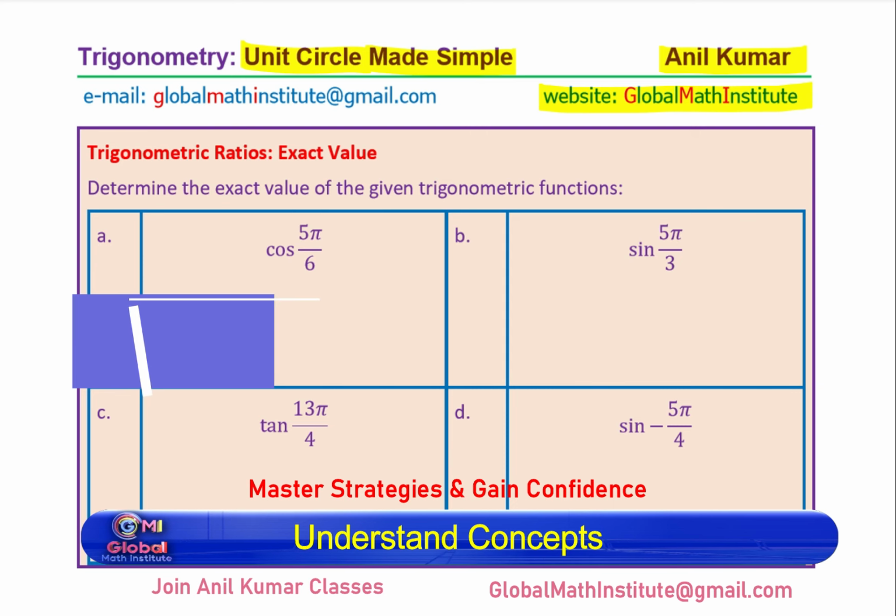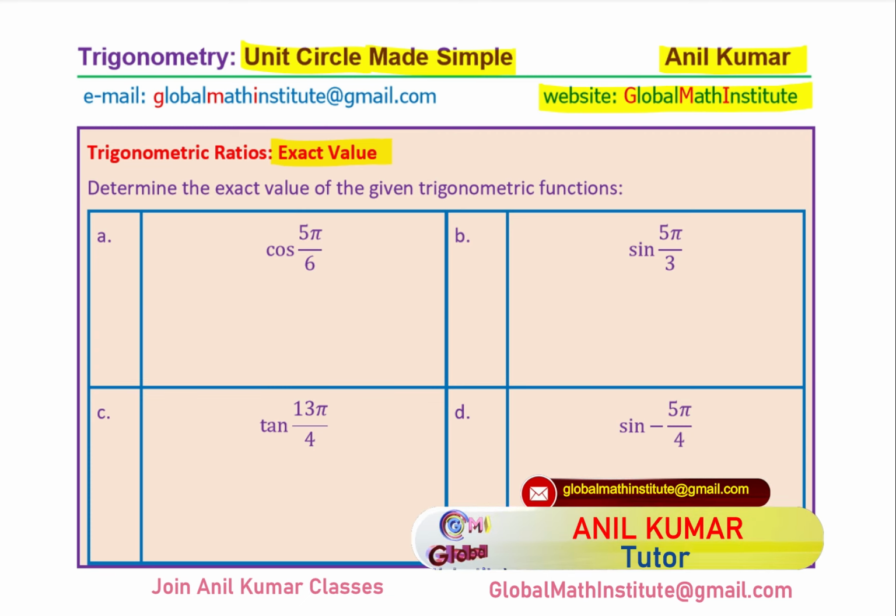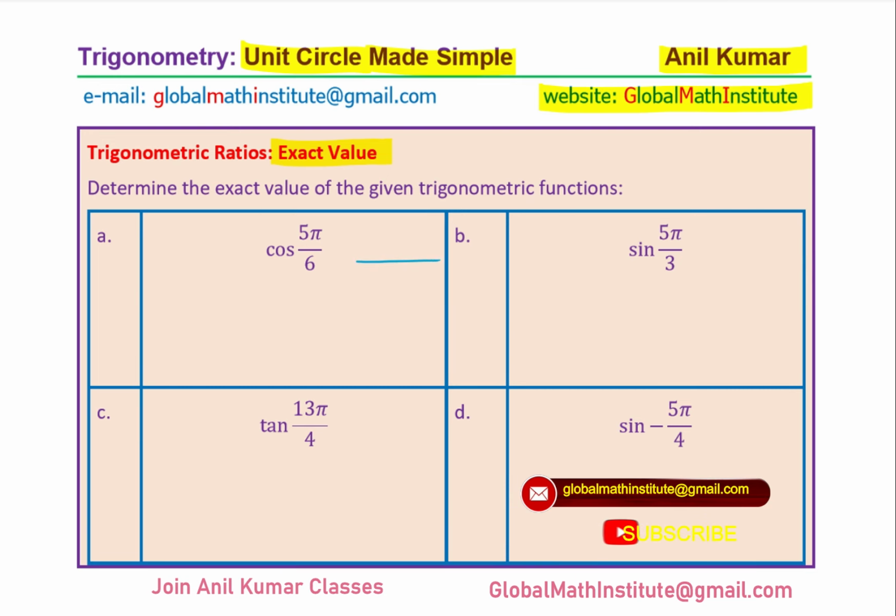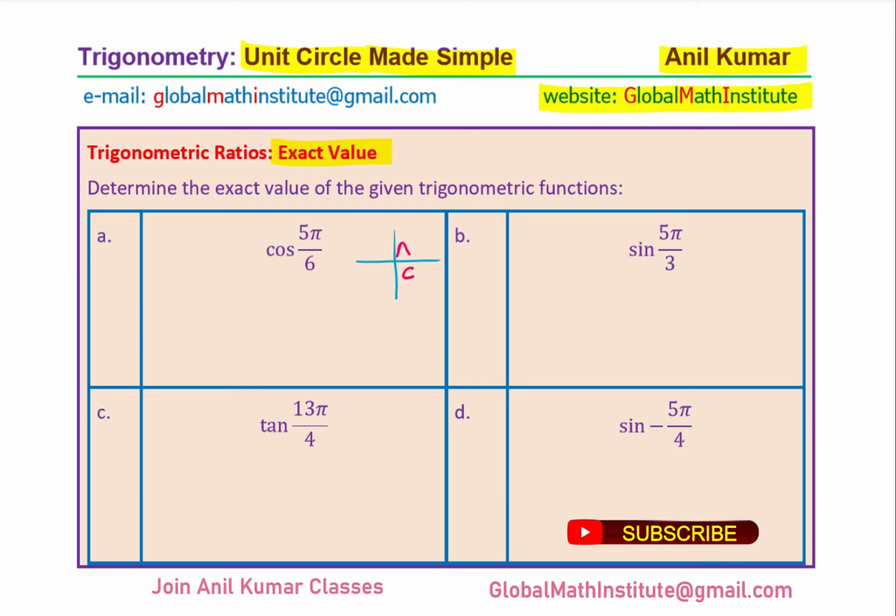So the question here is: exact values of the trigonometric ratios given to us. Cos 5 pi by 6, sin 5 pi by 3, tan 13 pi by 4, and sine minus 5 pi by 4. To find these values, we have to basically figure out 3 things. One, in which quadrant we are. Then, using the CAST rule, you can figure out whether the value is going to be positive or negative. Third, knowing the related acute angle, we can use a special triangle to find the answer.